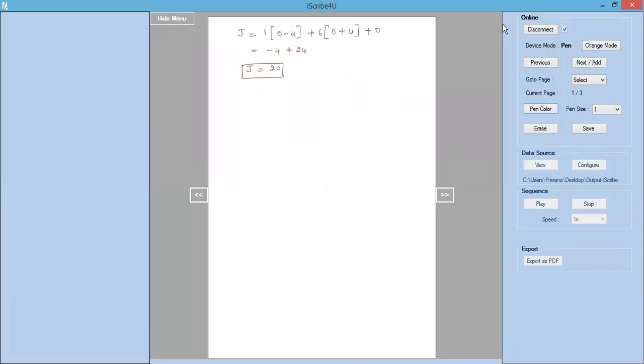Now we'll do another problem on Jacobian. Second question. If u is equal to xy divided by z, v is equal to yz divided by x, w is equal to zx divided by y, then evaluate the Jacobian of UVW with respect to XYZ.